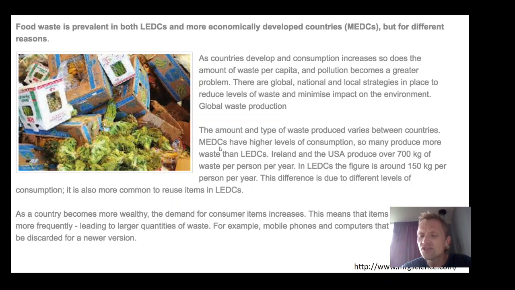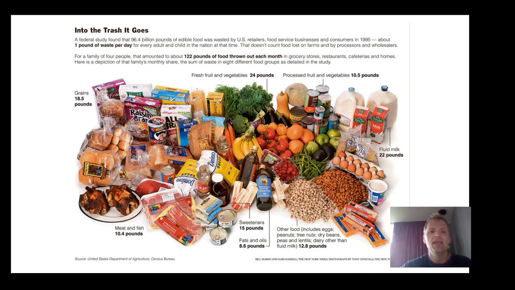In LADCs, I also want to say it's an infrastructure problem. That's why we have that 150 kilograms per person per year. It's maybe because the food shows up rotten because they just can't get to it quick enough. So that's also a problem there. Into the trash it goes. I'm not going to read this slide, but I want you to take time and just see how much food in each category is wasted per year. It's insane and staggering and very, very sad.